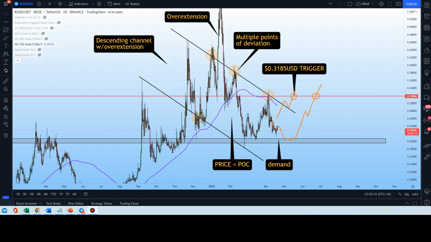Tonight's video is going to be an update on Rose. We're going to be taking a look at the short term and the long term, the chart, the structure, the technicals, and a whole range more. The last update we did on Rose was about 10 days ago. We're going to be talking about how the price has progressed since then and what we expect to happen in the future.